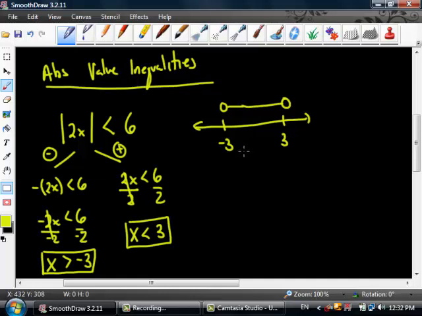So what type of graph is this, AND or OR? It's an AND graph, right? AND agrees with each other. That's why they're kind of locked in with each other, right? They agree.